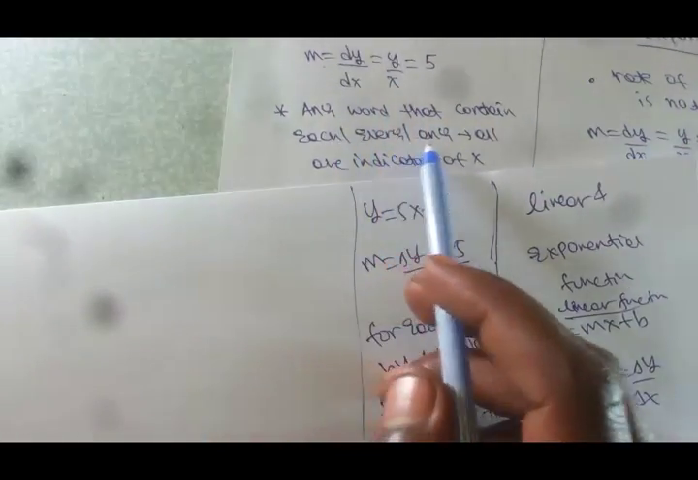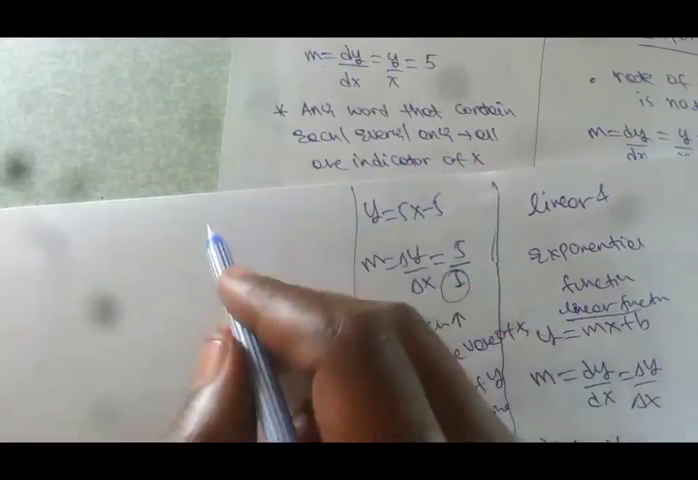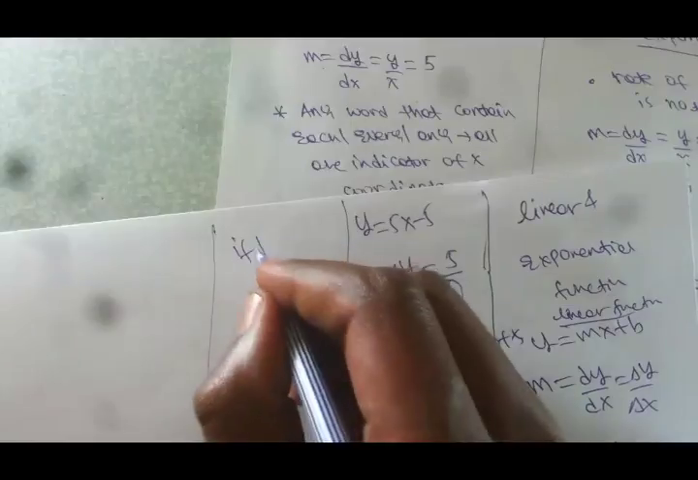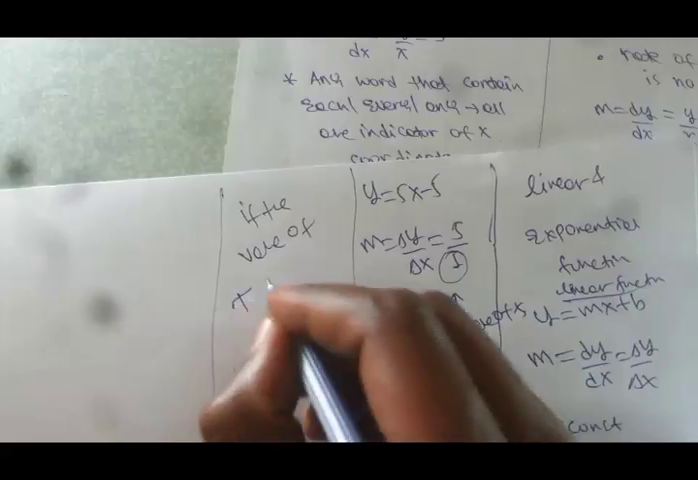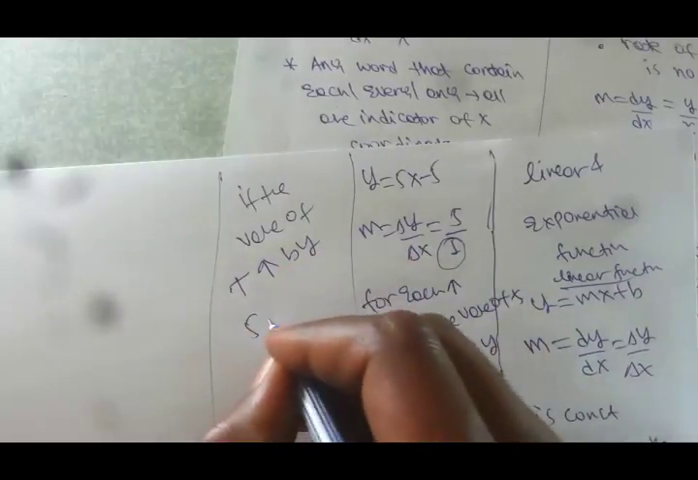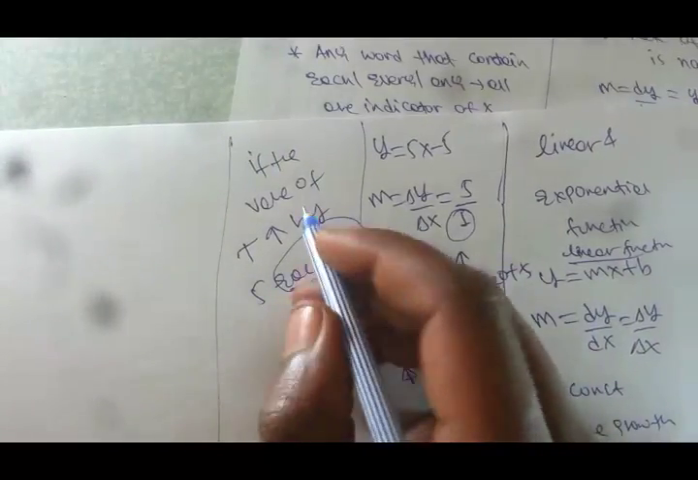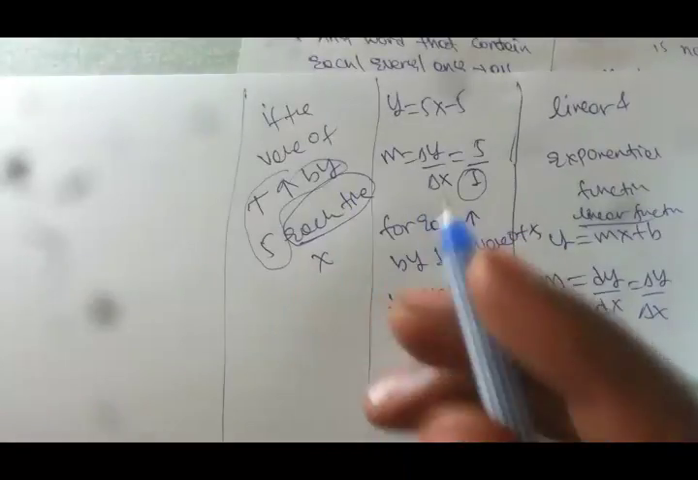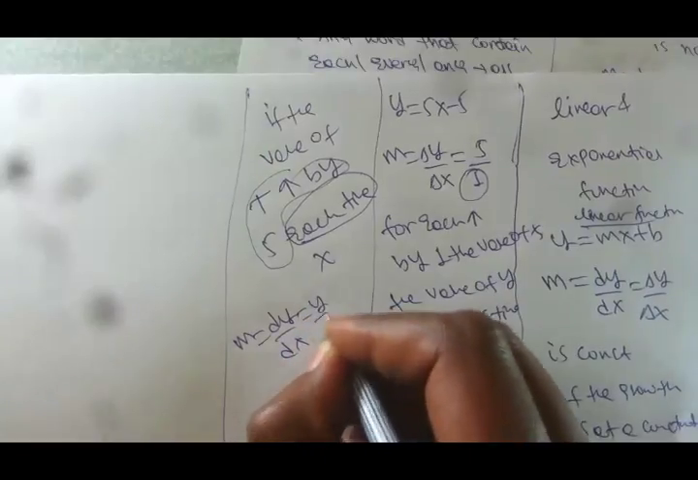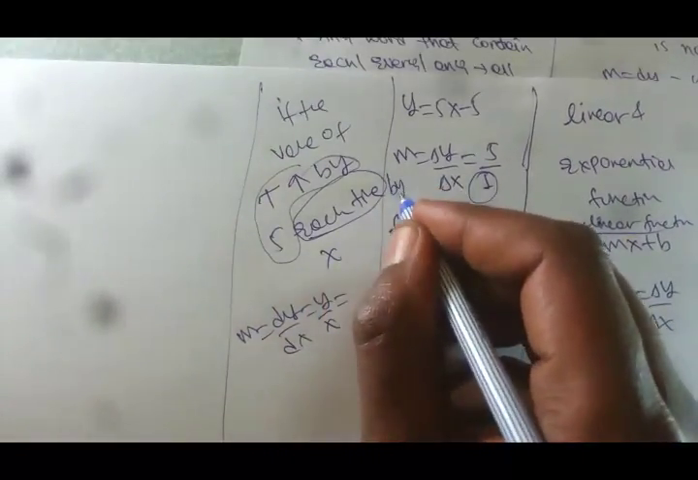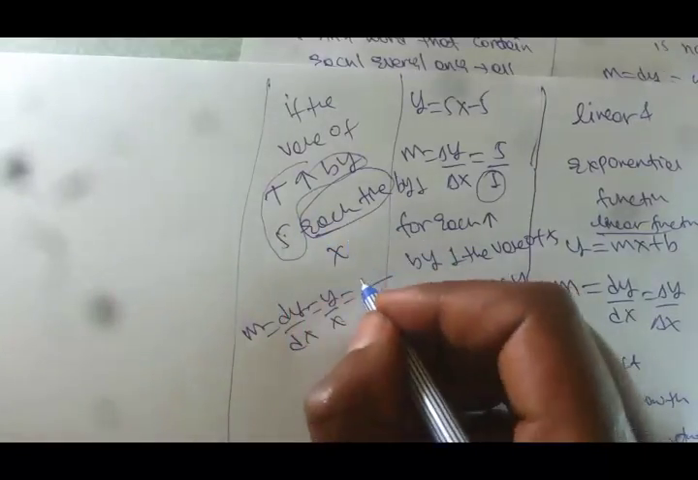And whenever you find any words that contain each, all of them indicate the value of x. For example, if the value of t increased by 5 each time, it means always x, and 5 is equal to y. Therefore m is equal to dy by dx is equal to y over x is equal to each time by 1, which means when the value of x is plus 1, the value of y will be plus 5.